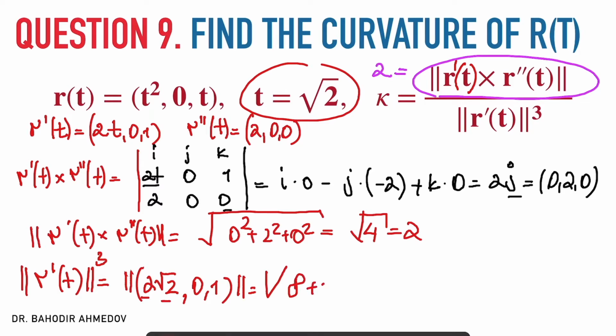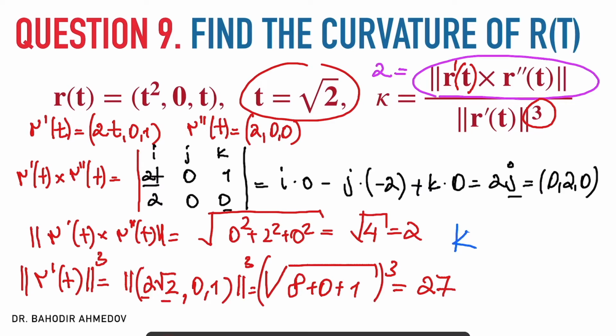8 plus 0 plus 1. And we still have to get its cube, because there was a cube here. So the square root of 9 is 3, and 3 cubed is 27. And then I'm just going to put this there. So the curvature, which is denoted as kappa, is equal to 2 divided by 27.